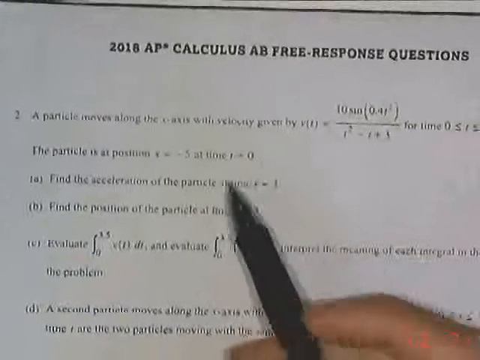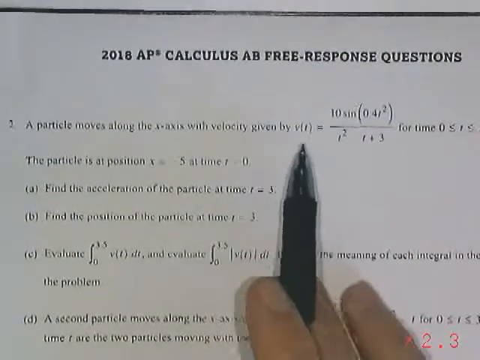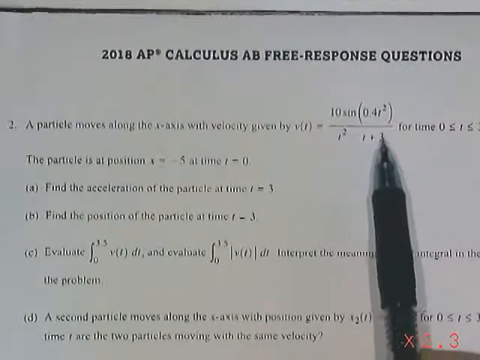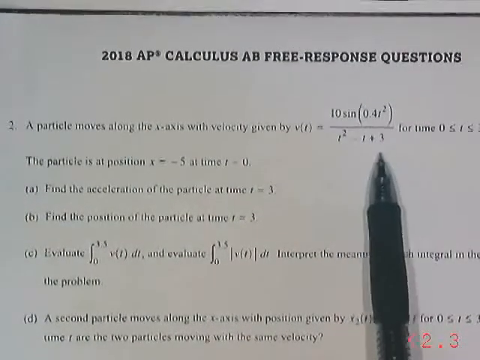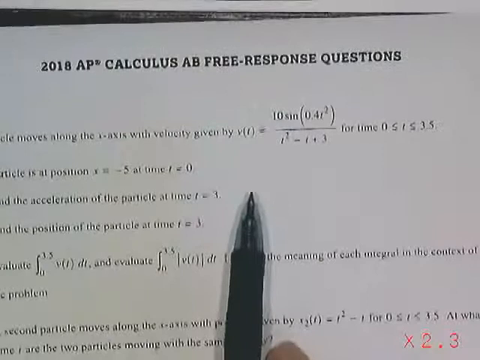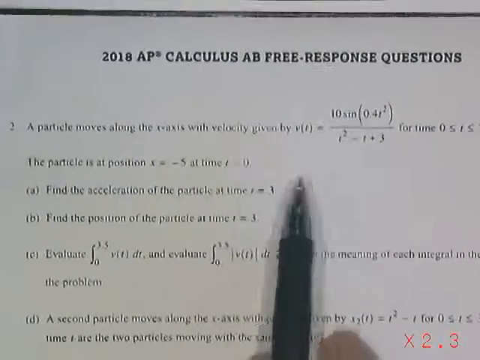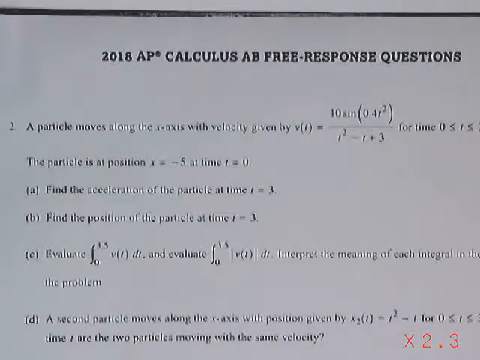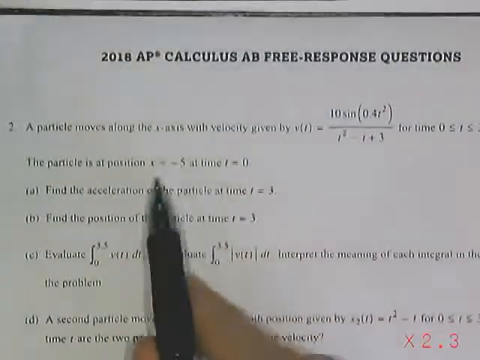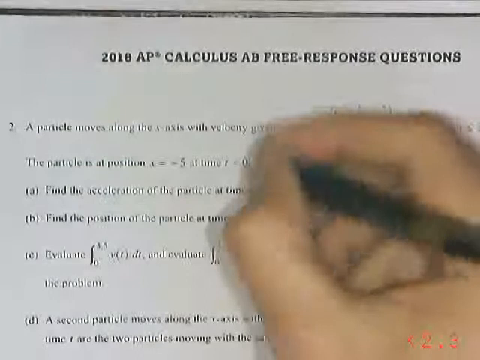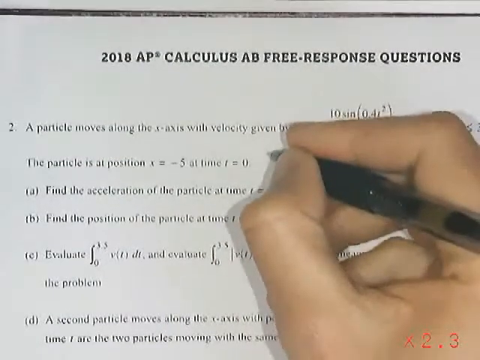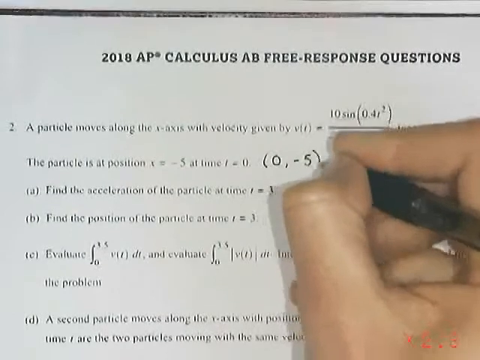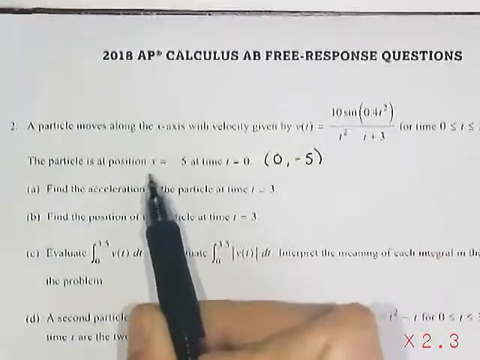It says that a particle moves along the x-axis with velocity given by v of t is equal to 10 times the sine of 0.4 t squared all over t squared minus t plus 3 on the time interval between 0 and 3.5. The particle is at position x equals negative 5 at time t equals 0. Now, this is giving us an initial position, that at time 0 we are at negative 5. Which I know is a little confusing because the AP test does this sometimes.